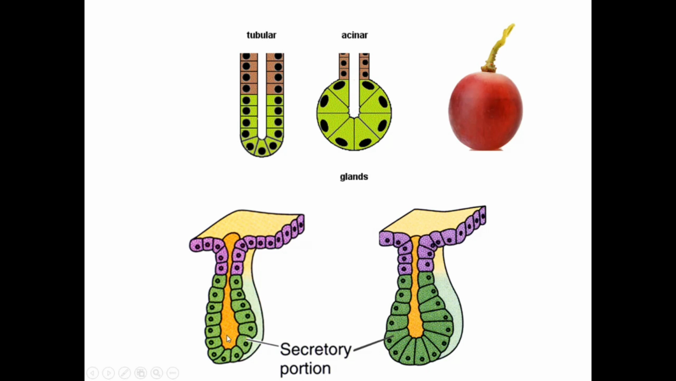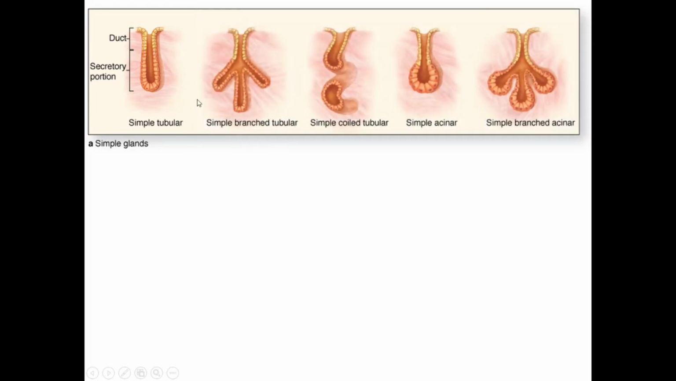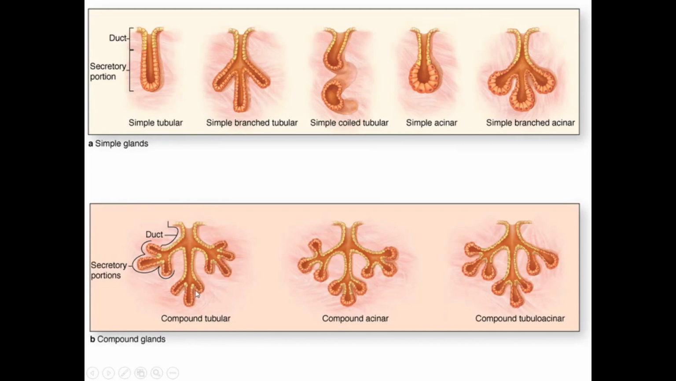Also here we have tubular and acinar. And in this slide you see we have a tubular gland in this part, branched tubular, coiled tubular, and also acinar and branched acinar. Again, here we have branched tubular, branched acinar, and also sometimes we have both of them together, tubulo-acinar.